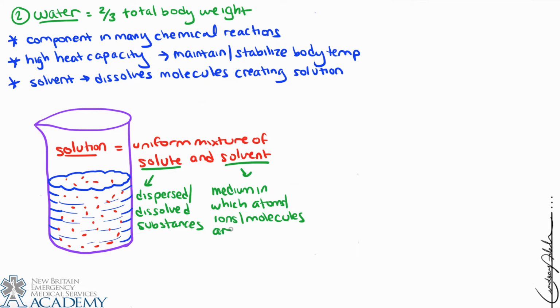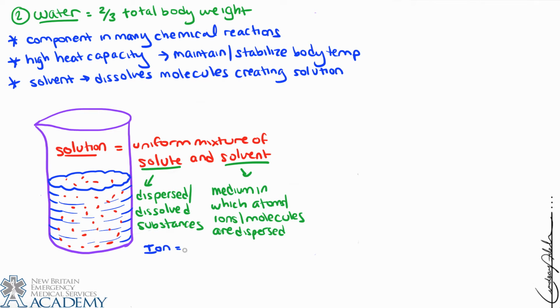When we say uniform mixture, what that means is that we could take a small sample of that water containing the solute, in this case the salt, and that sample would have the exact same concentration or ratio of salt to water as would the entire rest of the solution in the glass beaker. So it's very different from something like a suspension, of which activated charcoal is a good example, where you might have particles that don't really necessarily dissolve and are maybe a little less uniform in their dispersion.